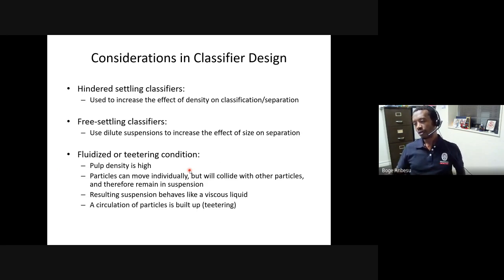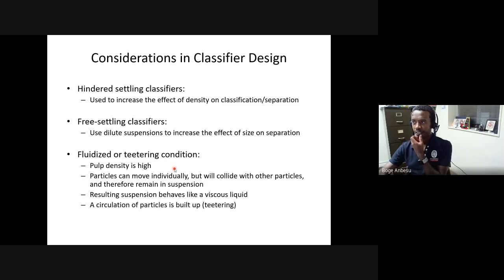So I will talk about different types of classifiers next week and how we can operate them and some of the factors that affect classifier performance and so on. Okay, I thought I'd just give you a brief about that this week.